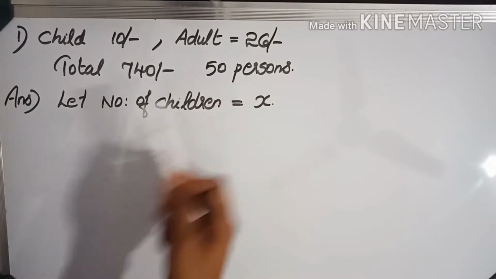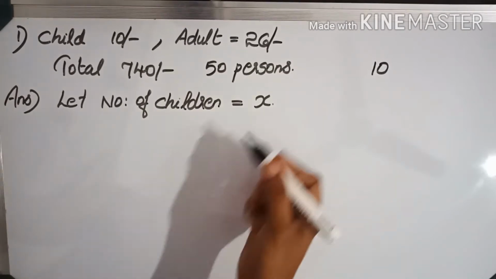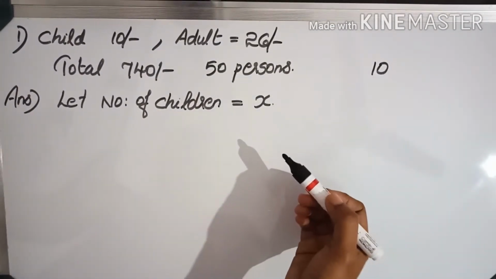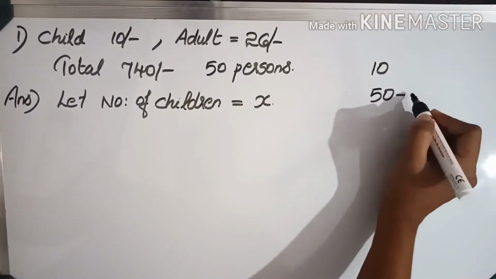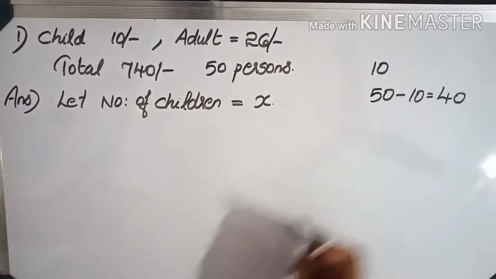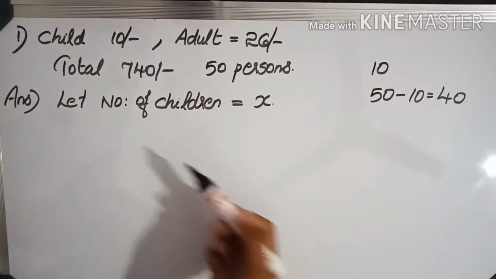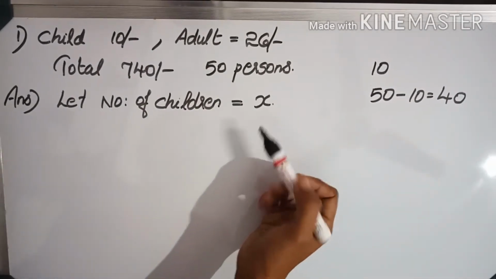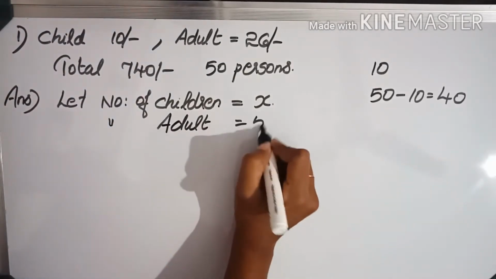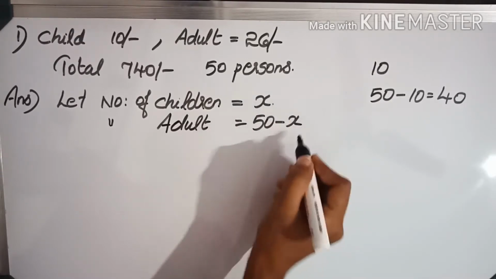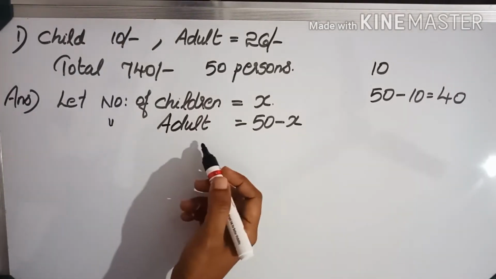Total is 50. For example, if 10 children are there out of 50, what will be the number of adults? How will we find it? Just subtract 50 minus 10, that is equal to 40. Out of 50, if 10 children are there, then 40 adults will be there. Same like here, if number of children is x, number of adults will be equal to 50 minus x. x can be any number that we don't know, that we have to find. So 50 minus x is the number of adults.